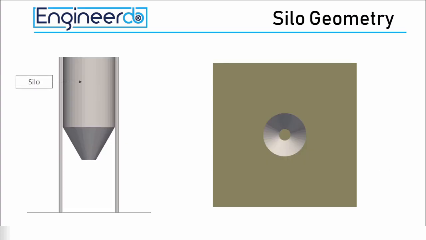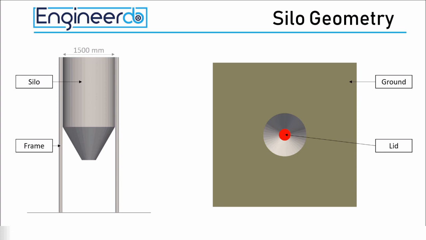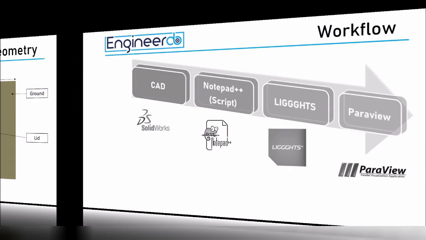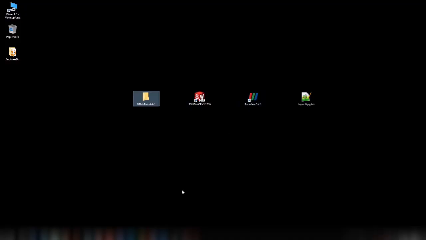Before we start with the CAD model, let's have a quick look on what we want to model. Here you can see the dimensions of the geometry. We want to model a silo with a main diameter of 1.5 meters and a height of nearby 5 meters. The lower part of the silo is conical. The dropping distance between the outlet and the ground should be about 1.5 meters. The ground should be a 5 by 5 meter square. Okay, let's go to the CAD program.